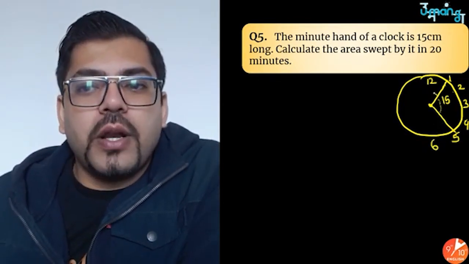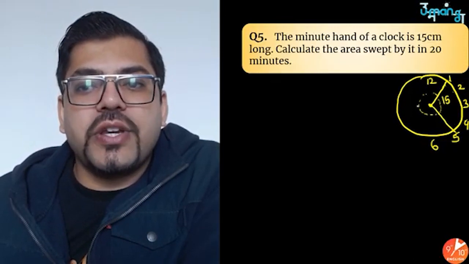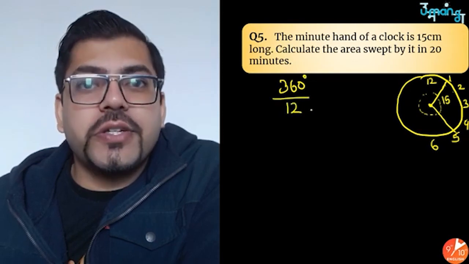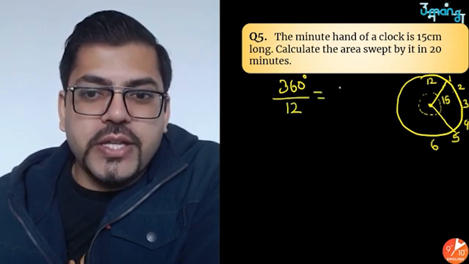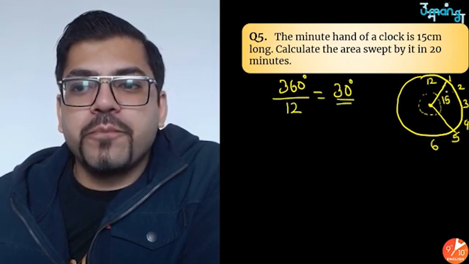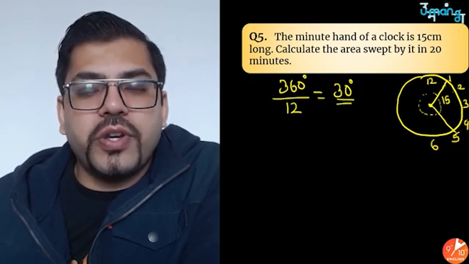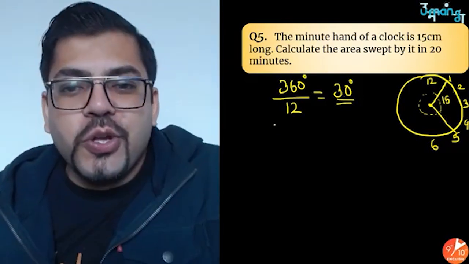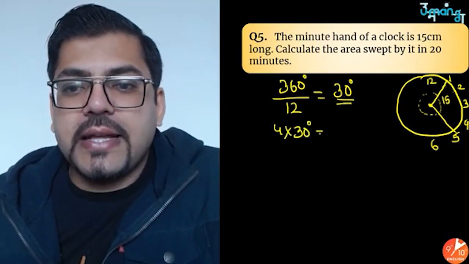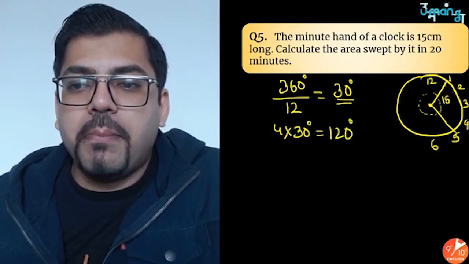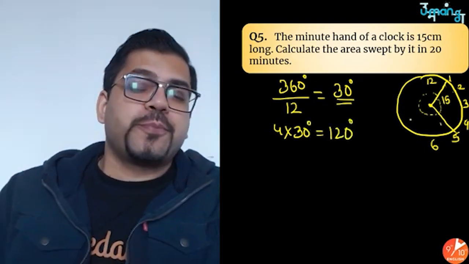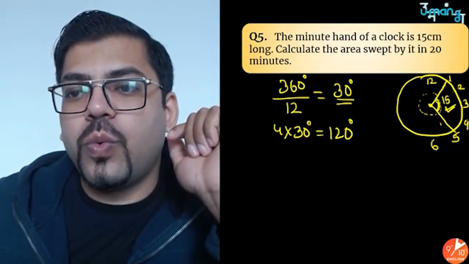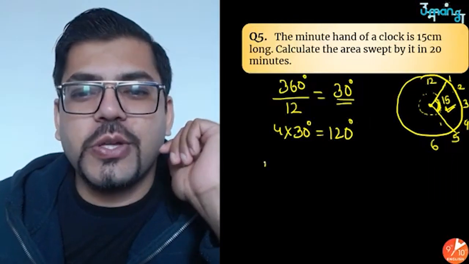So people, I hope you all are understanding that the entire angle is 360 degree, isn't it? So this 360 degree is divided among 12 digits, 1 to 12. This means that every digit holds 30 degree. Means from 1 to 2, 30 degree, 2 to 3, 30 degree, 30 degree, 30 degree. So altogether 4 digits, na? So 4 into 30, this means the angle between these two minute hands is 120 degree. So now you have to find the area of this sector having an angle 120 degree. That's the question.